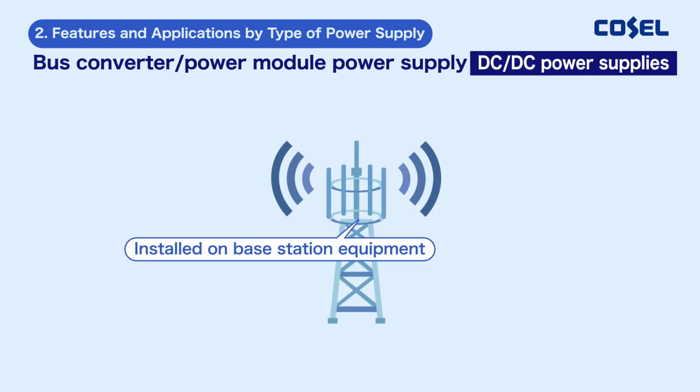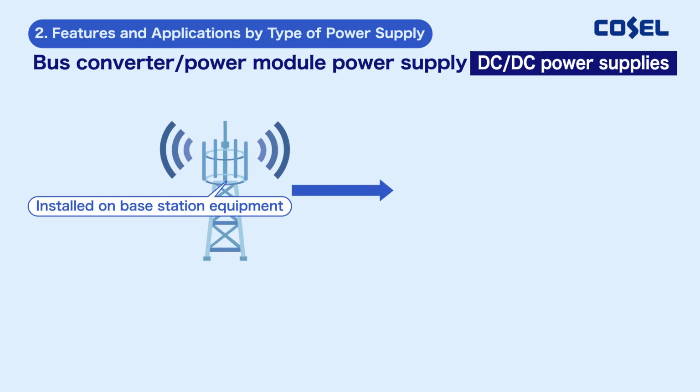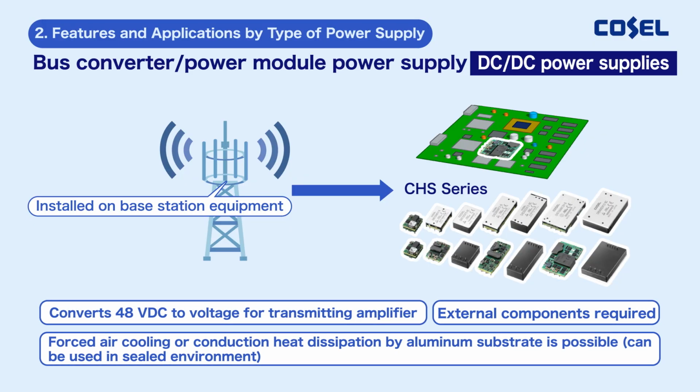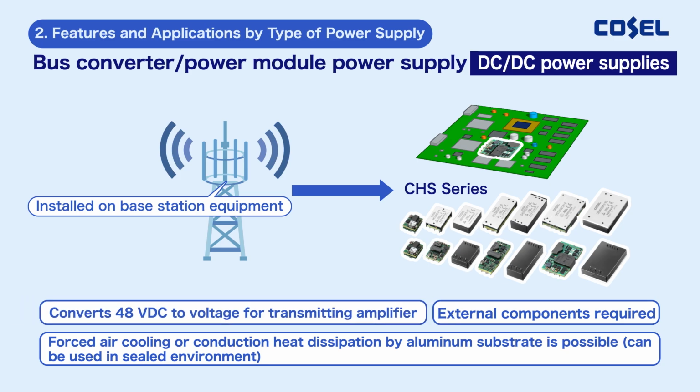Next, I'll introduce bus converter power module power supplies that are used in base station communication equipment and provide a stable communication environment. -48 VDC is supplied to our CHS series from the power supply unit in the base station, and then used by converting to voltage for the transmitting amplifier. External components are required for mounting on your multi-layer boards.